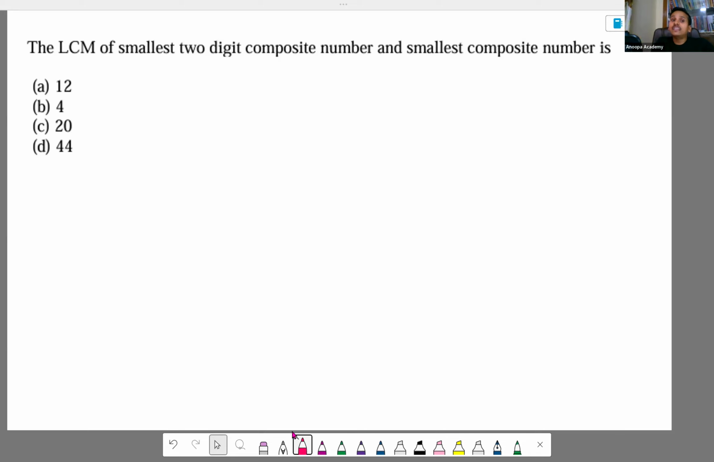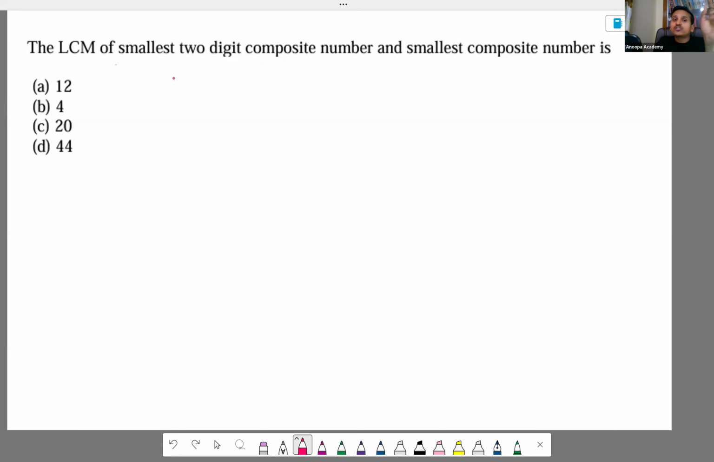The question says LCM of smallest two-digit composite number. Not smallest composite number, smallest two-digit composite number. So see, if it was smallest composite, Jana, why did you put the answer now? I told you not to put it, you're doing unnecessary things. You don't understand English. When I say something, everyone, please follow. Don't go against it, okay?